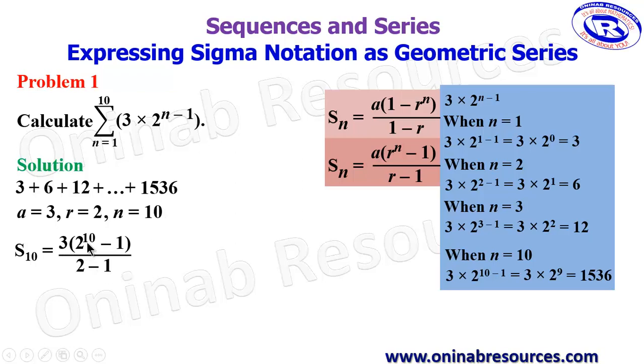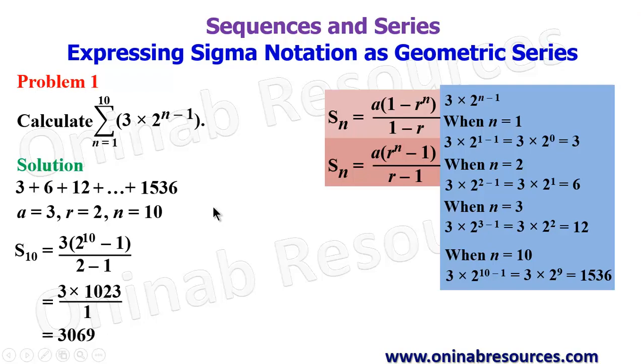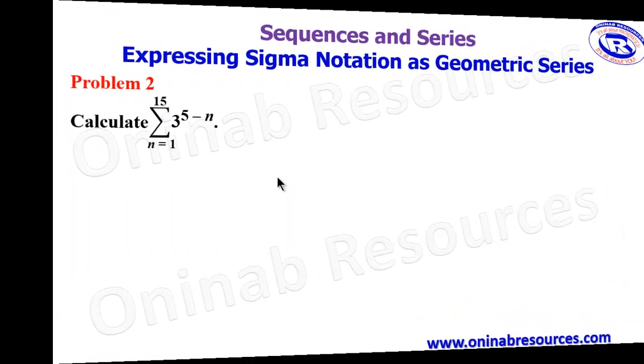And 2 raised to power 10 is 1024, minus 1 gives 1023. So we have 3 times 1023 divided by 1. Simplifying the numerator, we have 3069. And that's all for the solution of problem 1. We then go to problem 2.